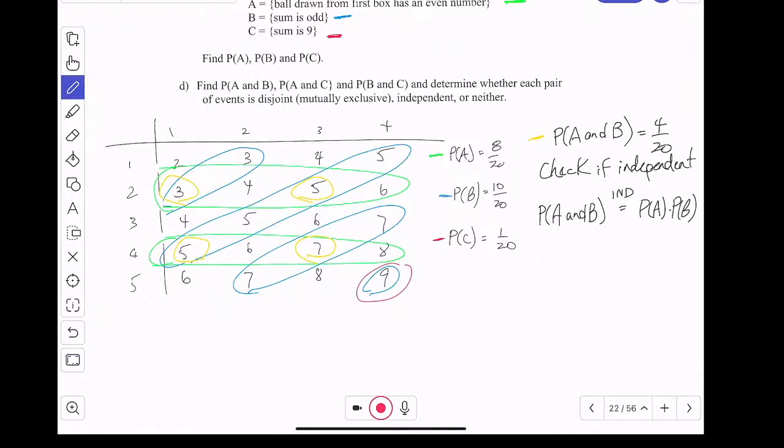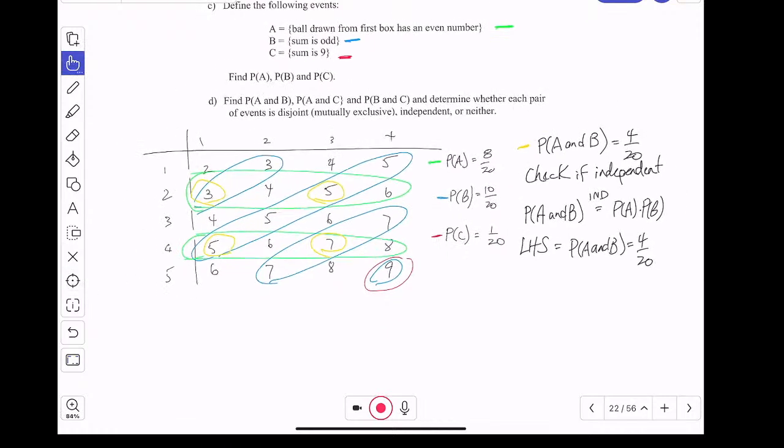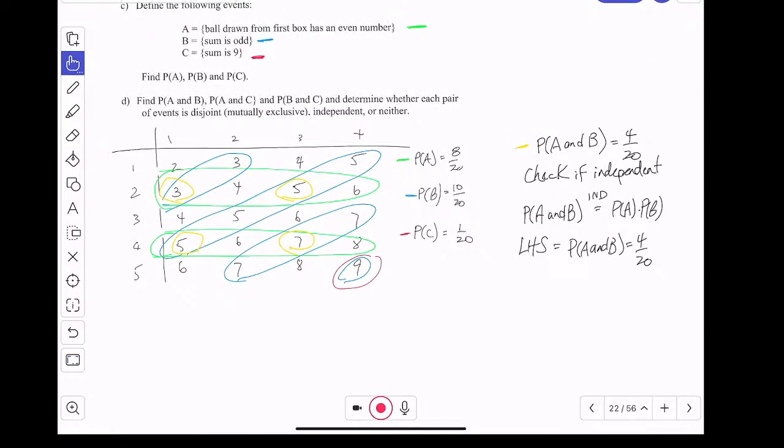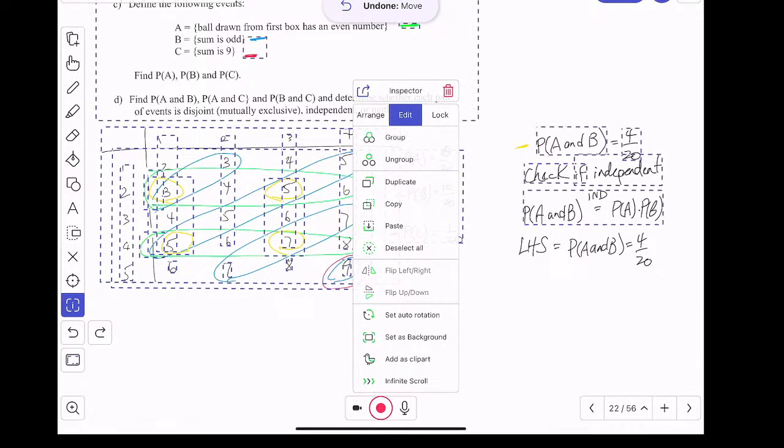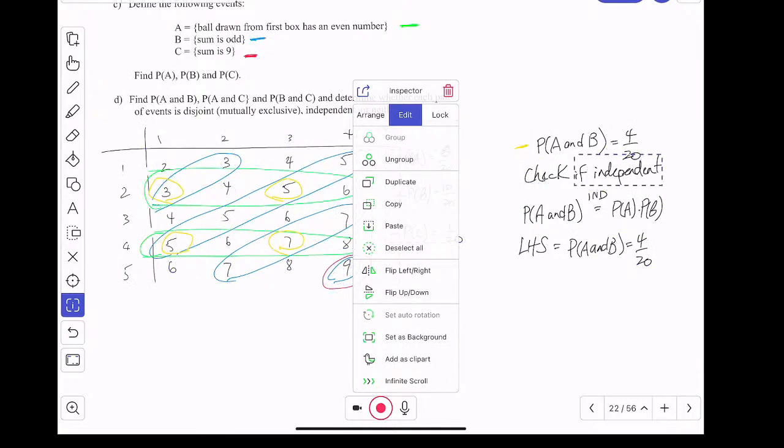So I showed you how to do this the other day. I'll take the left-hand side, which is P of A and B, which we just looked at in the table, our model here, and we calculated on our own. That's 4 out of 20. On the right-hand side, what just happened?